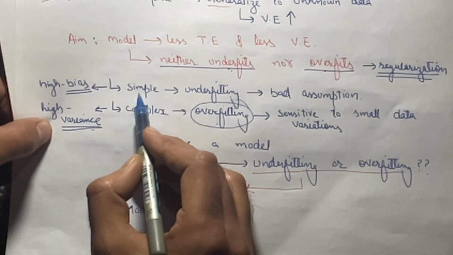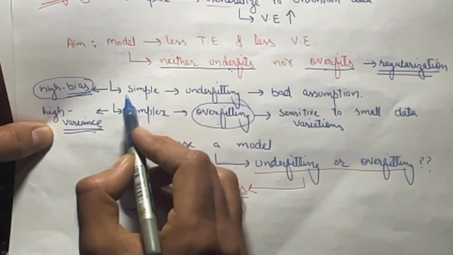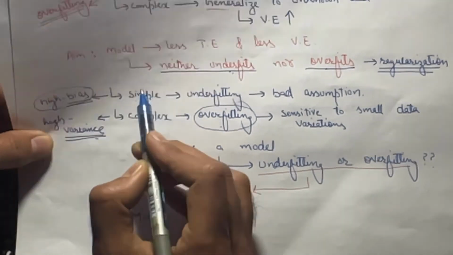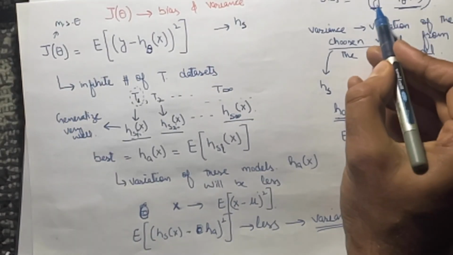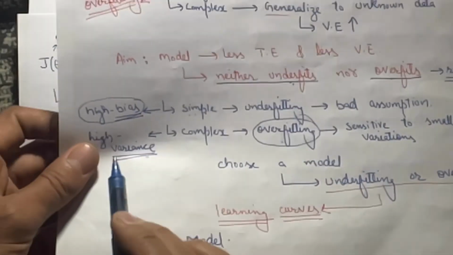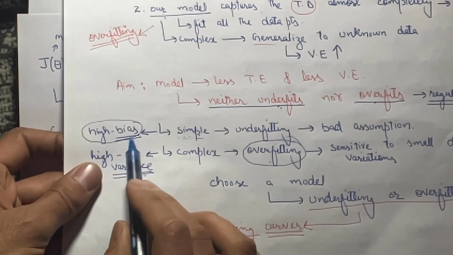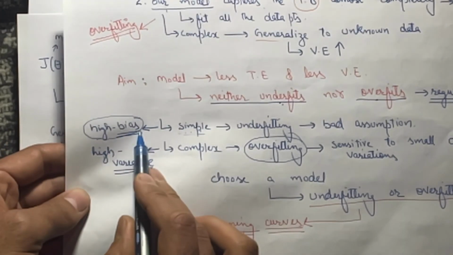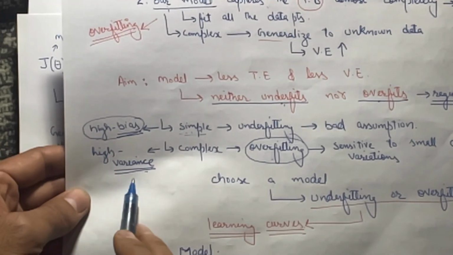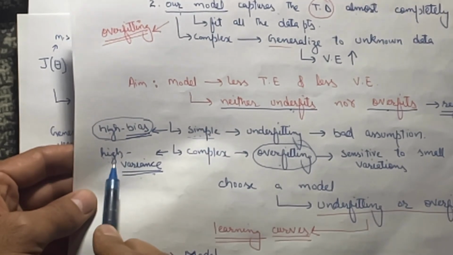And this is high bias because it has very high training errors. Bias was the error between the actual and predicted. Since it is a simple model, there will be very high bias, very high errors, and it is called high bias. So we understood why it is called a high bias model and why it is called a high variance model.